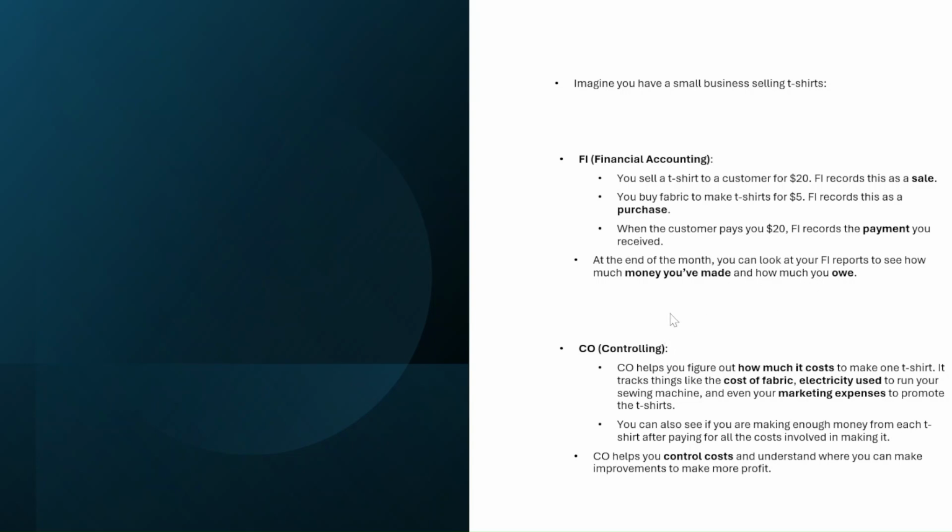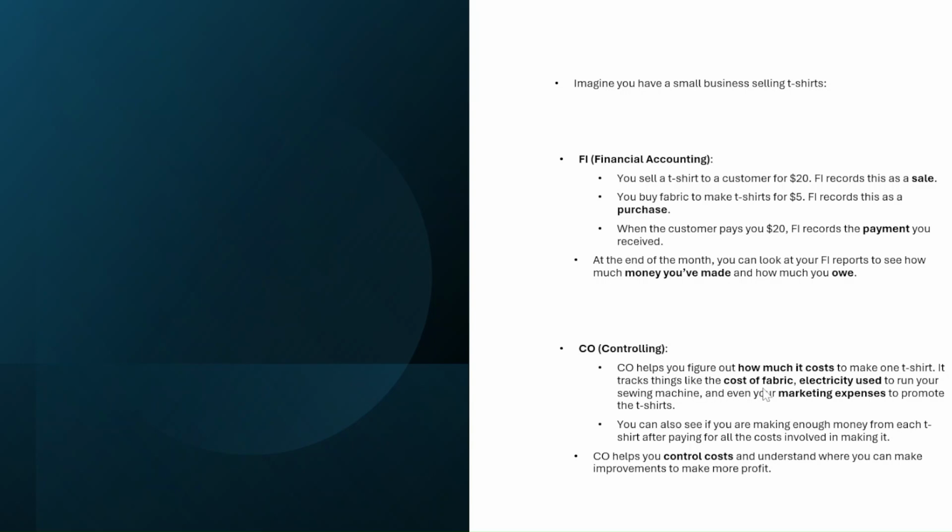So everything is there in that. Okay, and CO is all about controlling. So CO helps figure out how much it costs to make one t-shirt. In CO, it's all about how much money is there, how much money we are spending, and how much money we are making. So CO helps you figure out how much it costs to make one t-shirt.